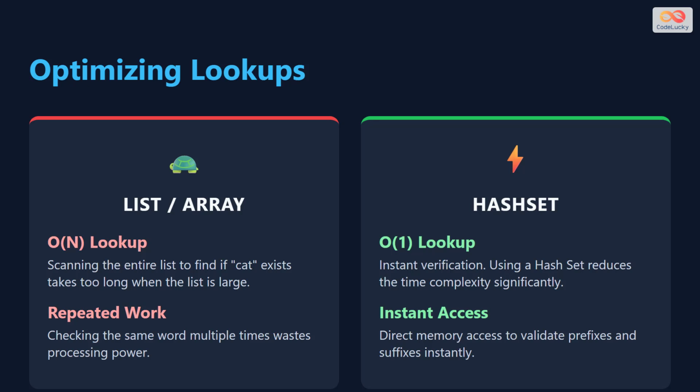Efficiency is key here. If we keep our dictionary as a simple list, checking if a word exists takes linear time, which is very slow. Instead, we must use a hash set. This allows us to verify if a prefix or suffix exists in constant, O(1) time, drastically speeding up our algorithm.